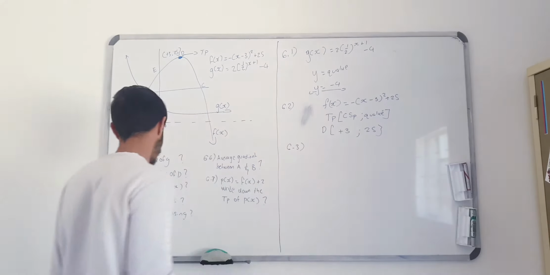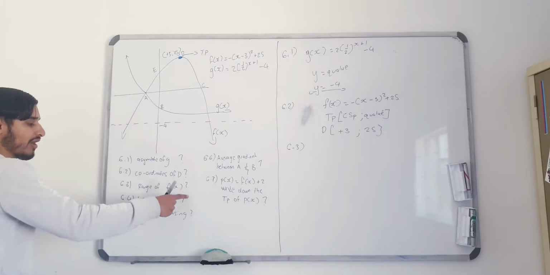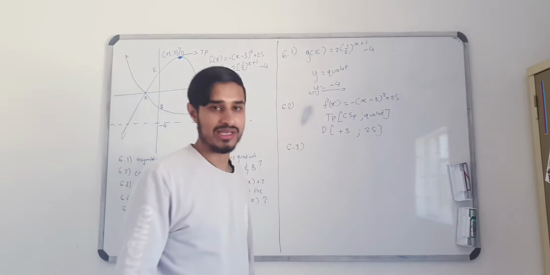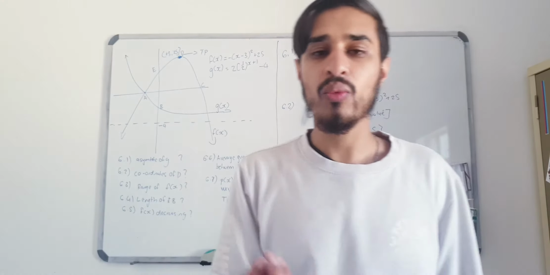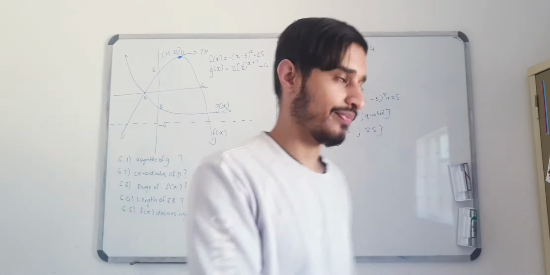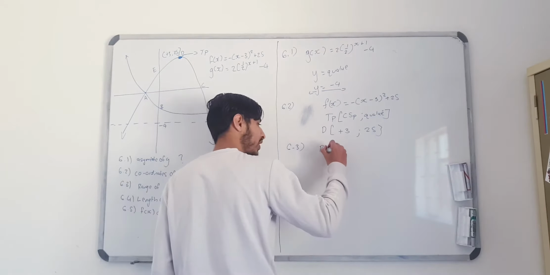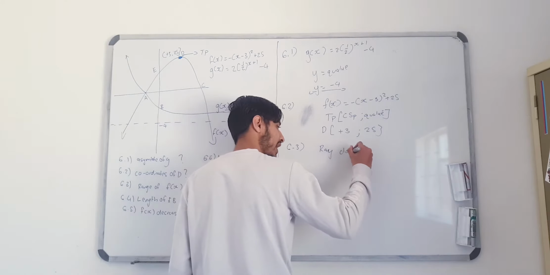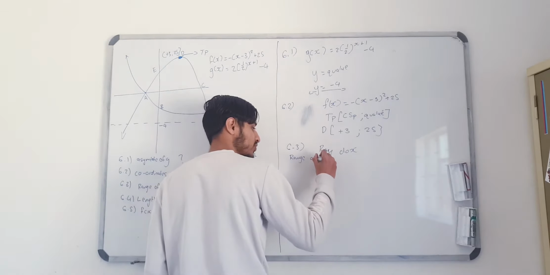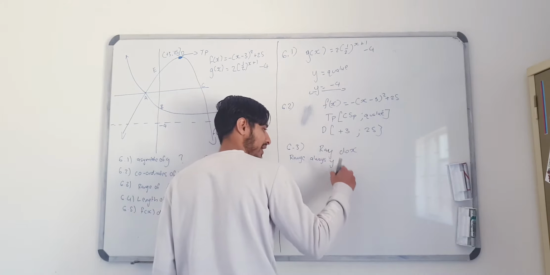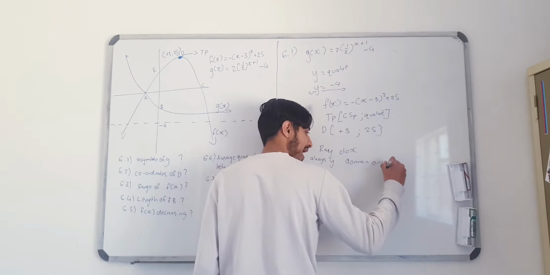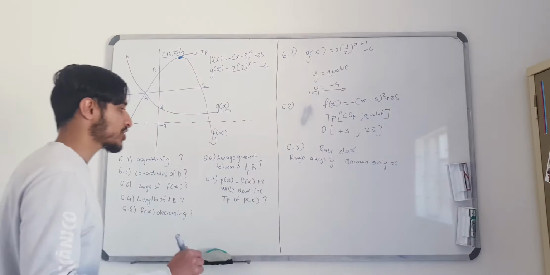6.3. With regards to 6.3, it says the range of f(x). So we know that f(x) is this, we know that our turning point is this. The first thing that I want you to remember when you come to range in your paper is you have to think about the word REDOX. So you go ahead, you write out the word REDOX. And what does this mean? It says range always in terms of y, so always y, and domain only x.